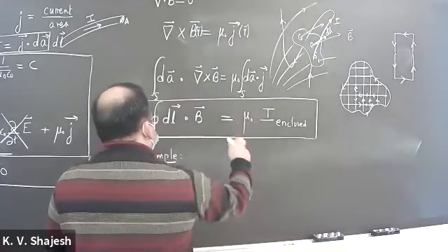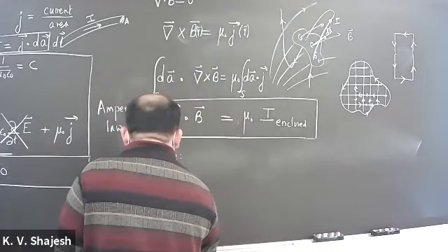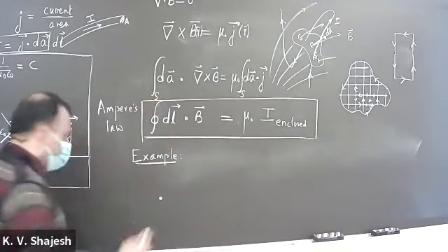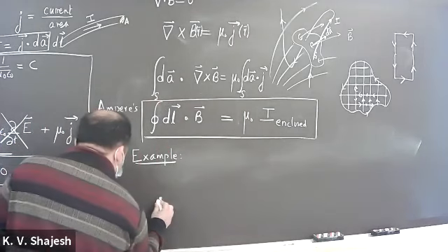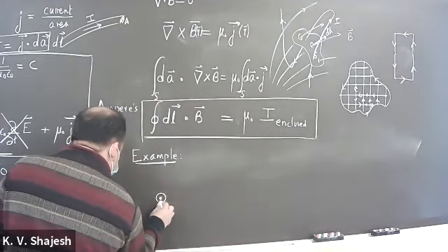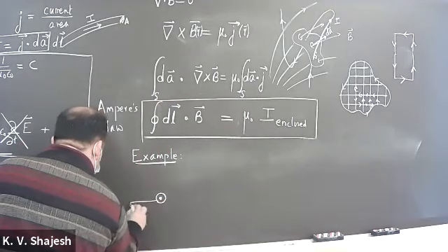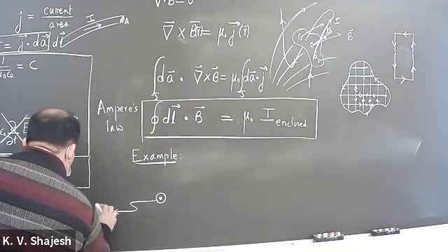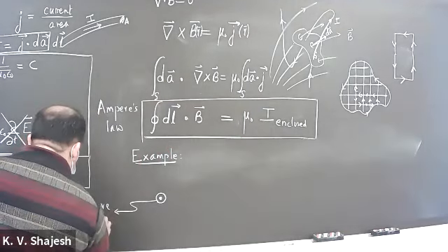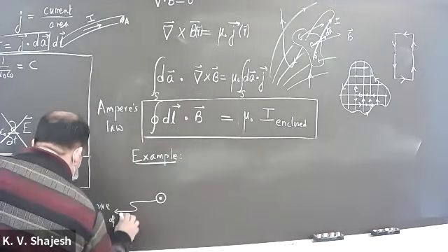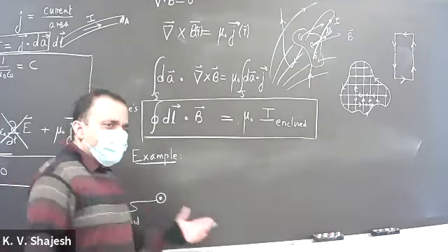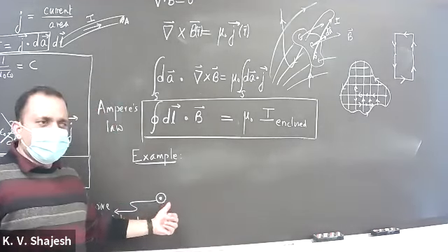So let's take the simplest example of having just one wire. We just have one wire, and it's coming out of the board. That dot means that it is coming out of the board. So this is a current carrying wire, coming out of the board. I want to create a magnetic field. By the way, what is the magnetic field associated with the current carrying wire?